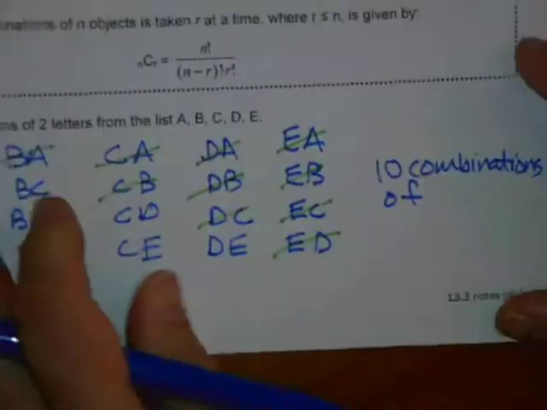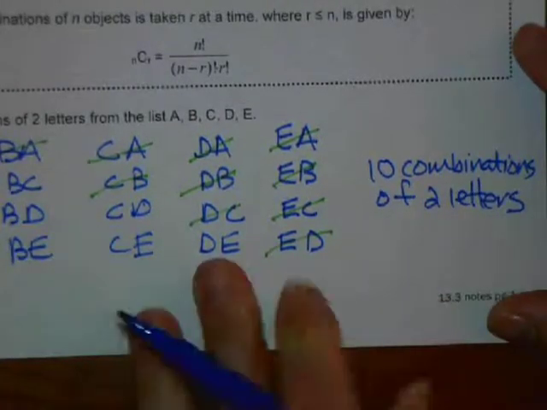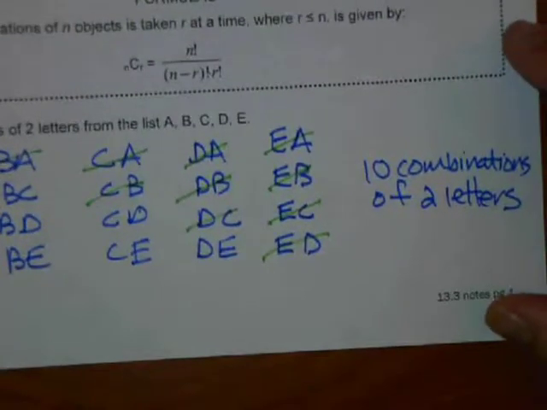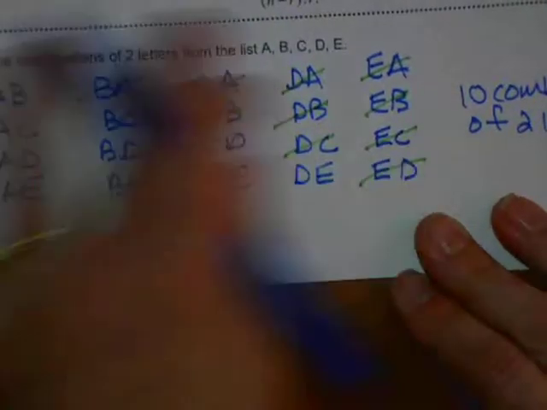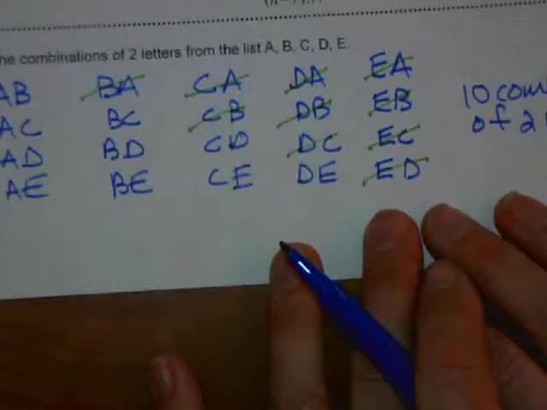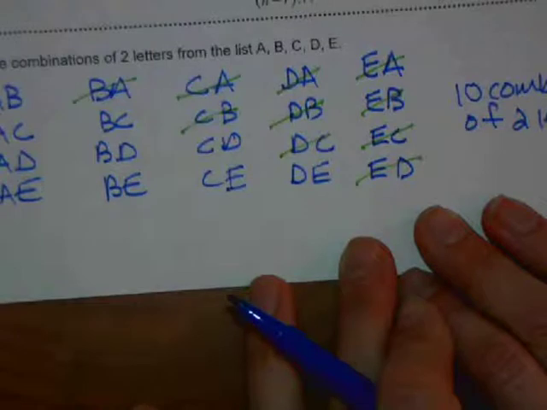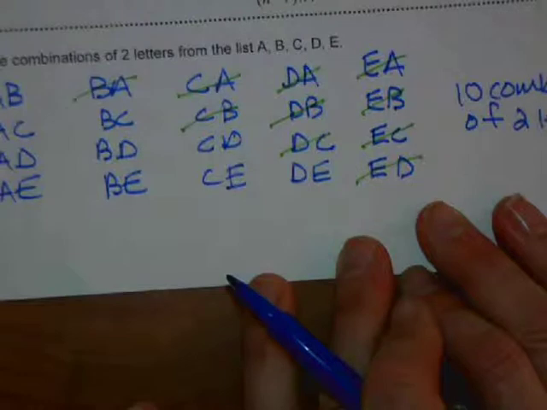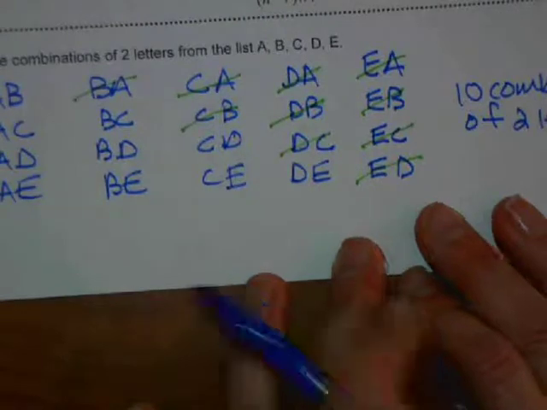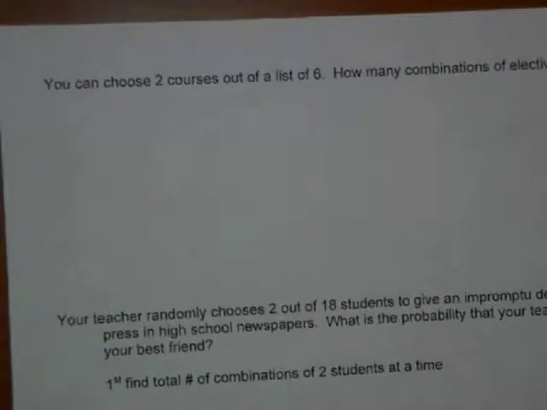of 2 letters. This is going to be a smaller number than permutations. If order mattered, how many would we have? All of these, right? Which is how many? 30. Oh, actually, is there 20 here? Yeah, there's 20, sorry. 20 if order mattered. But it doesn't. That's why it's going to be a smaller number.